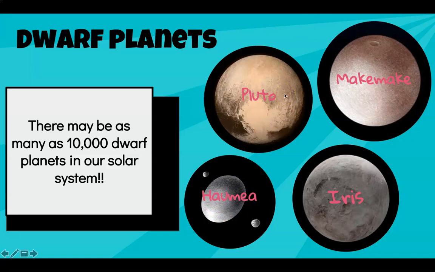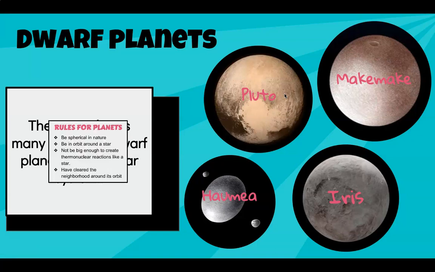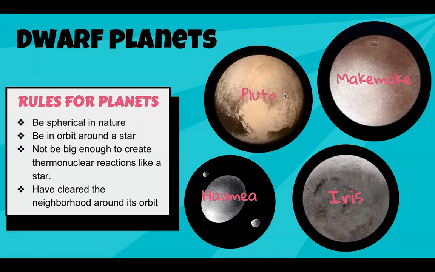And the reason these are dwarf planets is because there are 4 things that must occur in order for a planet to be called a planet. And those rules are, it has to be spherical, round, right? So we see Pluto makes that, Makemake makes that, and Eris is round. This dwarf planet, however, is egg-shaped. So that counts it not as a planet. It has to orbit around a star. Well, all of these orbit around the sun, so they all orbit around the star.